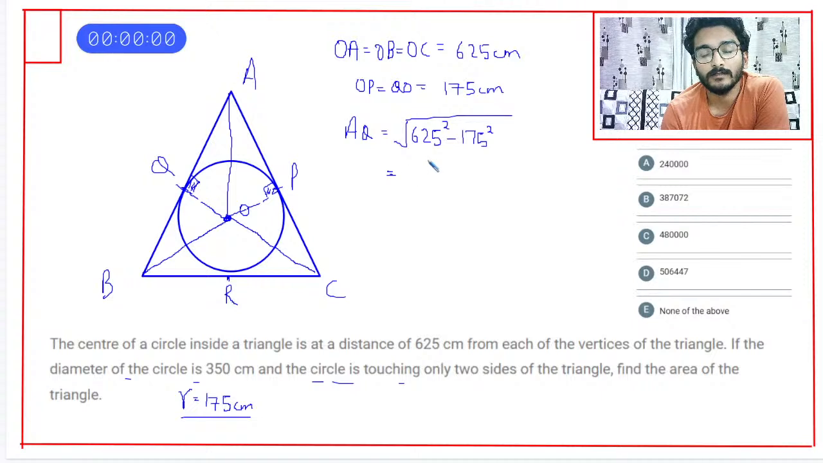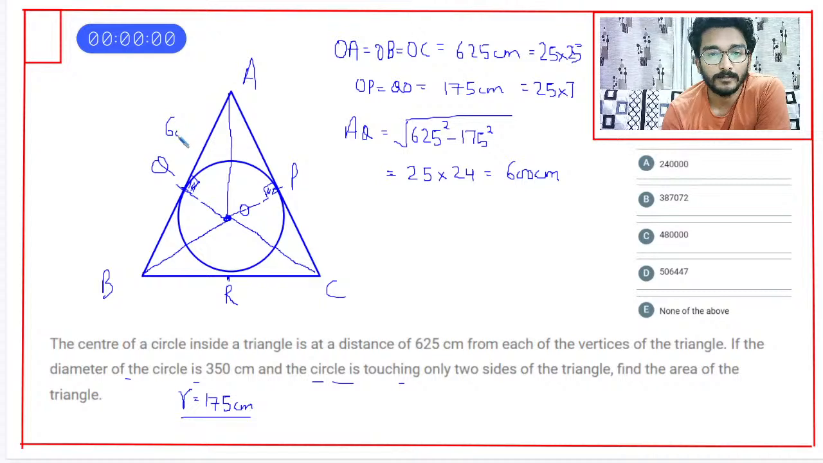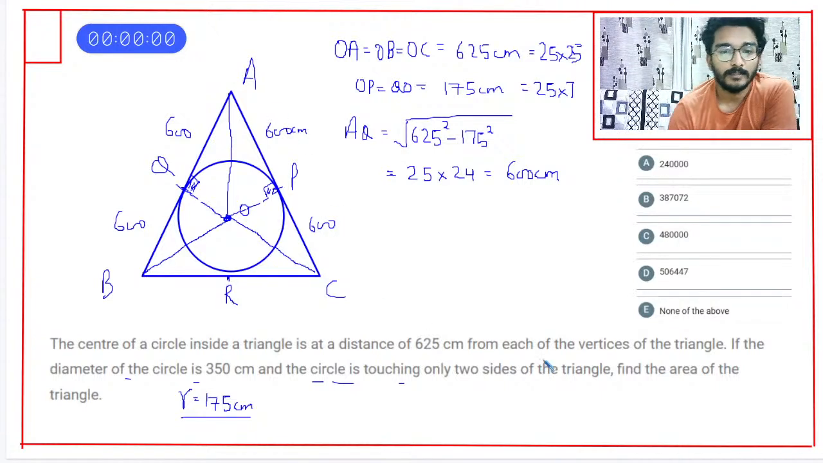So 25 is common, so I can say it is 25 into 25, it is 25 into 7. So AQ must be 25 into 24, which is 600. Pythagorean triplets, I have done, 600. Symmetrical it is. Okay, yeah, this is also 600. The same approach I will adopt because these are congruent triangles. So 600 and this is also 600. I got the complete length of this isosceles triangle.